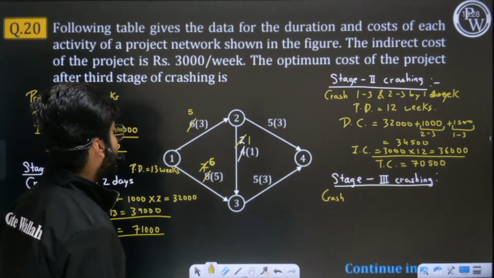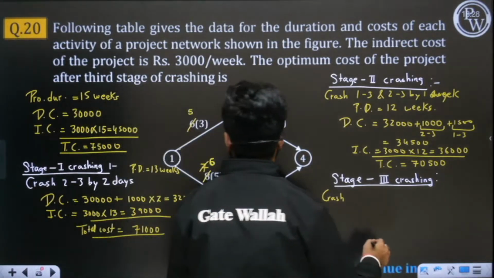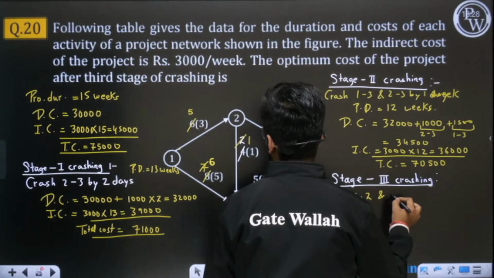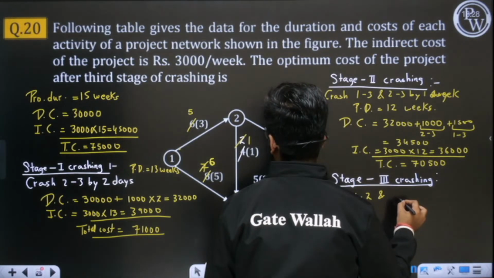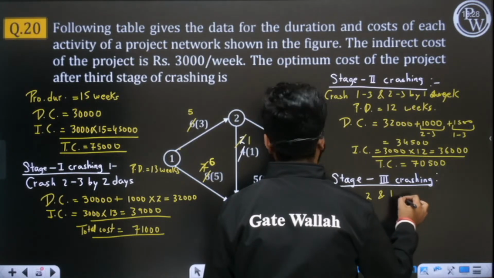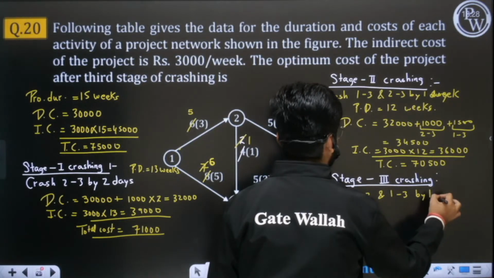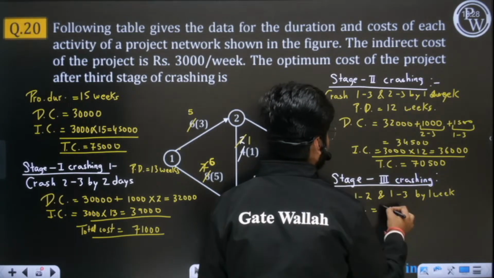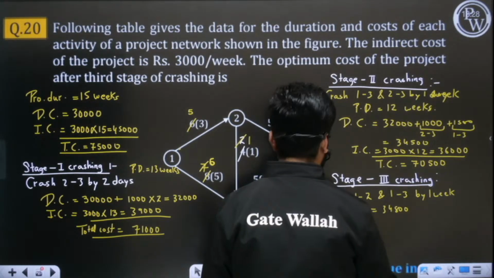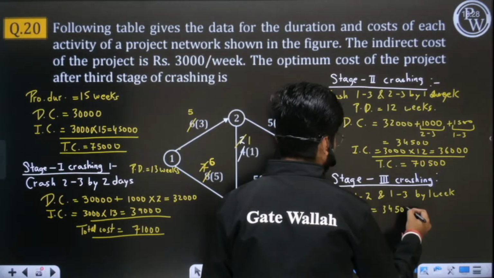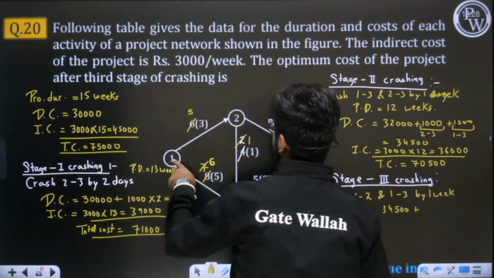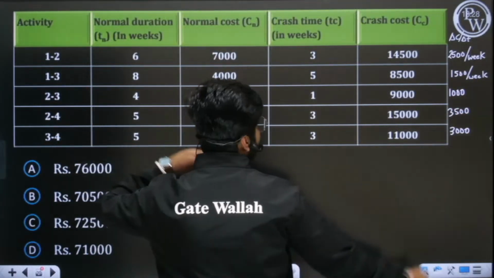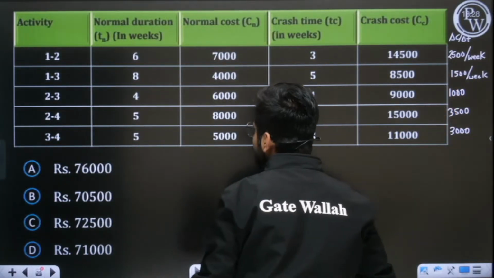Okay, so now I will crash 1 2 and 1 3 by 1 week. So obviously the direct cost will increase. Now the direct cost will be, initially it was 34500, now it will be increased. See, 1 2 will be increased by 2500, and 1 3 will be increased by 1500.